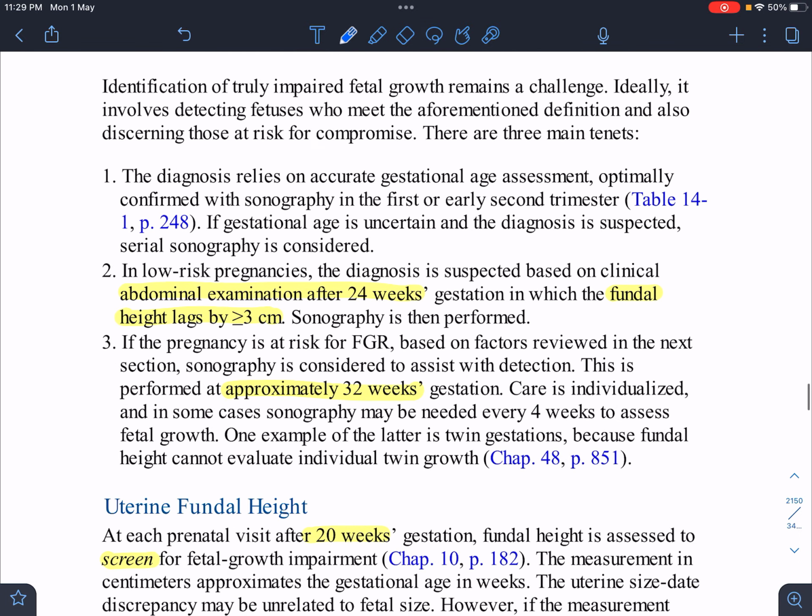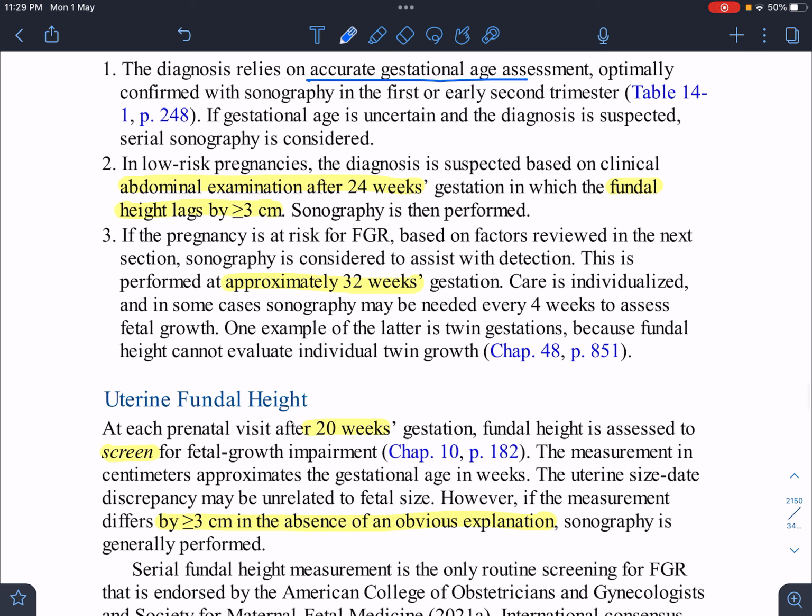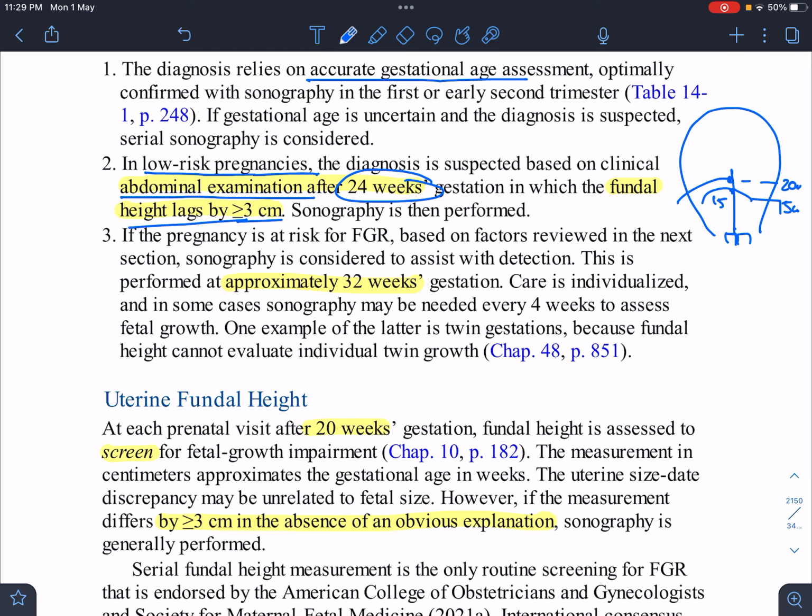Now how do you detect it? So there are 3 main tenets to it. The first is you have to tell the accurate gestational age, which is very important. Okay, second, if the pregnancy is low risk, if she is maybe a primigravida or multigravida with no risk factors like diabetes, hypertension, something like that, then you do an abdominal examination after 24 weeks. Okay, and when the fundal height lags by 3 or more than 3 centimeters, so you know how this is your pubic symphysis, this is your umbilicus, this is around 20 weeks. So when you take an inch tape and measure, if you're getting here 15, so this is 15 weeks, you're getting here 20 weeks, 24 weeks.